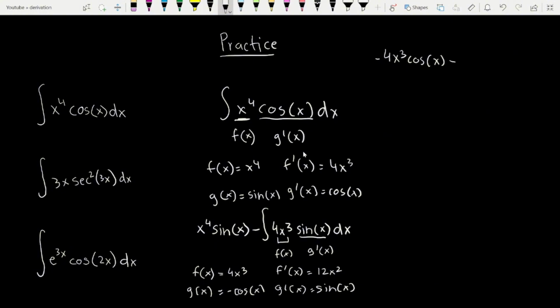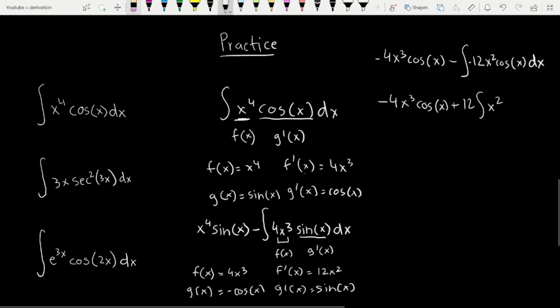And then I subtract another integral, and that is going to be f prime of x, which is 12x squared, times g of x, which is going to be negative cosine of x dx. So this is going to be negative 4x3 cosine x. I can grab that 12 outside, so that's just going to become that negative 12 outside. So that's going to become positive 12x squared.